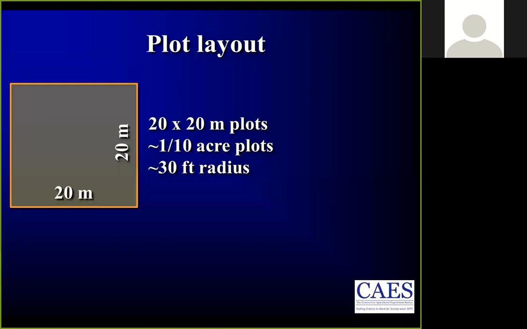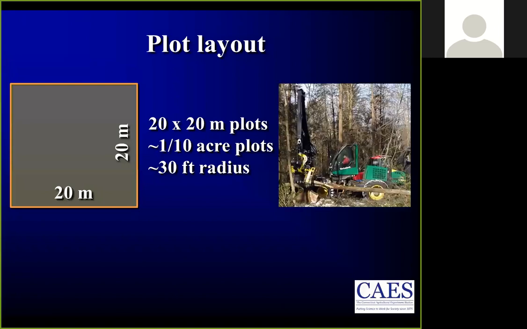Meant to point this out first. Every one of our stands was 20 by 20 meters, for those of you, especially in Canada, who like metric. It's about a tenth of an acre for those of us in the States. And that's roughly a 30-foot radius, and that's about how big a circle a harvester will be operating in.